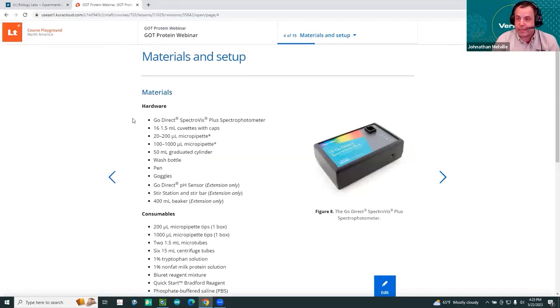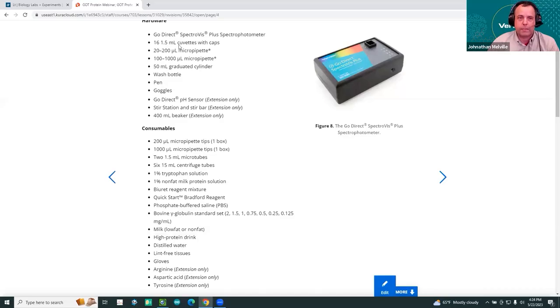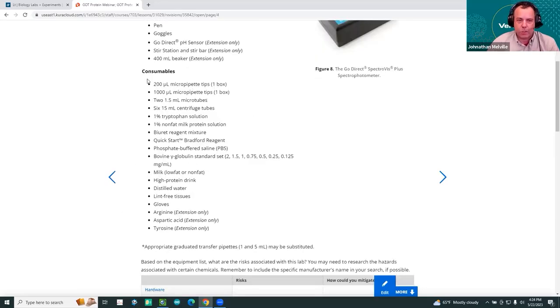So let's get to the nuts and bolts here and what we've probably all been waiting for, which is data collection. So to do this lab, it's going to tell us the materials and setup that we need. We need a GoDirect SpectroVis Plus. We need some cuvettes with caps. Those all come with the Got Protein kit. Micropipette tips, a graduated cylinder, a wash bottle, pen, and goggles. If you want to do the extension, you might need a pH sensor, and then all the consumables.